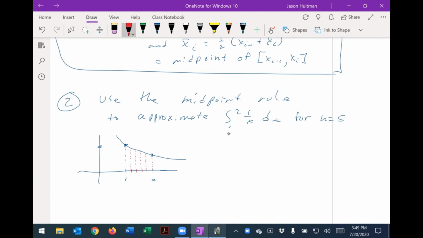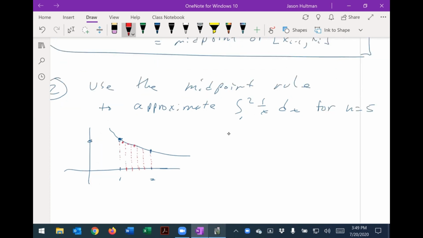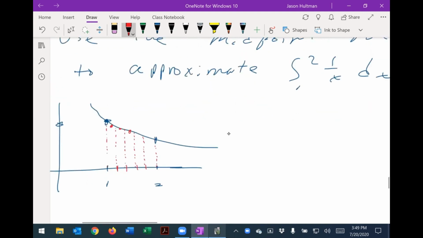So where's the midpoint? Well, the midpoint's right in the middle of each of these. Maybe I'll zoom in on this. Midpoints, in the middle. And so how's my rectangle going to look? It's going to look like this, and this, and this, and this, and this. Those are going to give me my rectangles. This is still at 0.2, 0.4, 0.6, 0.8.